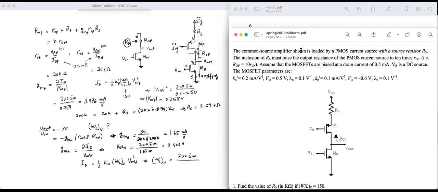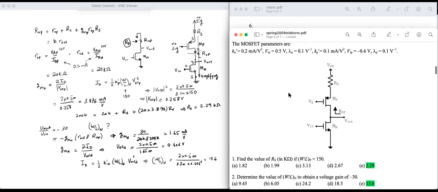0.2 milli, and VOV N squared, times 0.606 squared. And this is 13.6, with no units. This is W over L. This is a ratio of W and L. So 13.6. That's W over Ln.